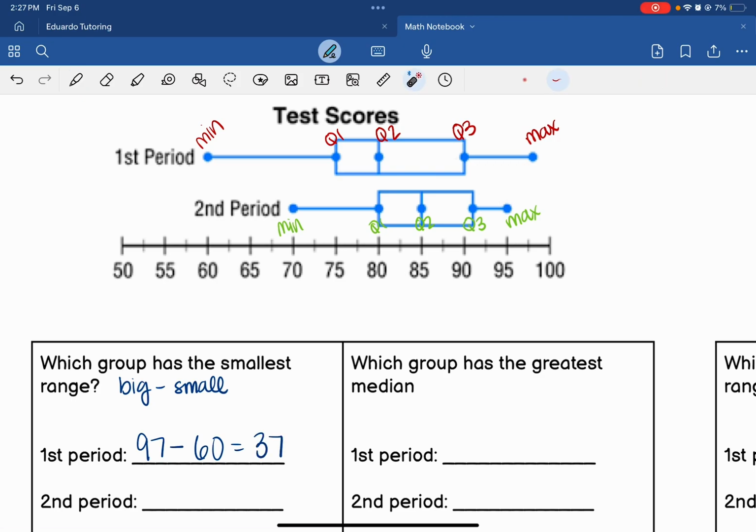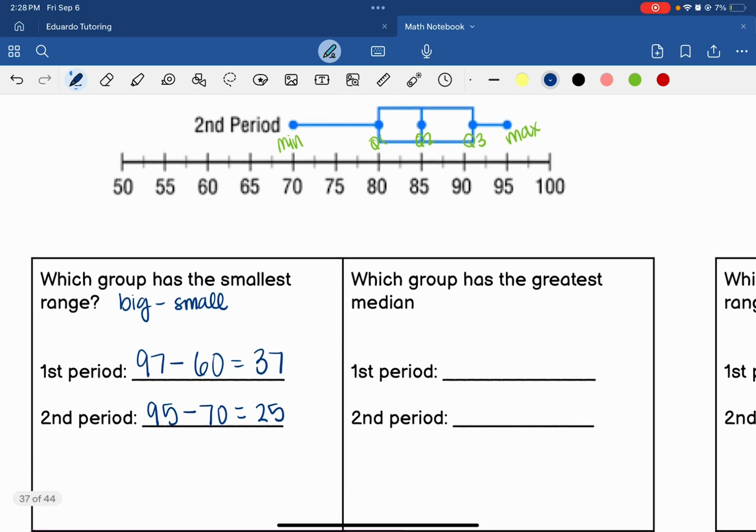For our second box plot, our maximum looks like it is 95 exactly. So 95 minus, our minimum is 70. So 95 minus 70, and it looks like it is 25. So the group that has the smallest range, well, that's going to be second period. Press pause if you need to.